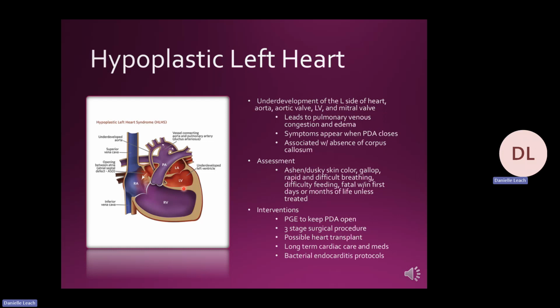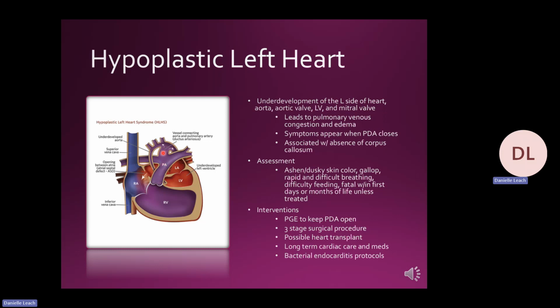So this can lead to pulmonary venous congestion and edema. So basically you can see this right ventricle is really big here and we have a ton of blood that's going to the lungs, which can cause sort of CHF type symptoms. These symptoms may not start to appear until this PDA closes. So we need this PDA open in order to get adequate blood to the aorta.